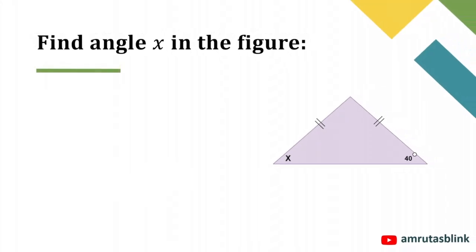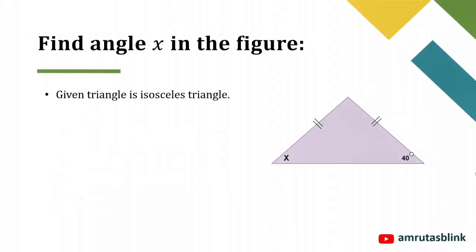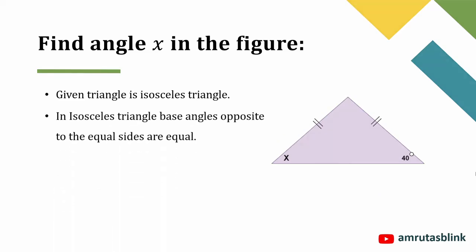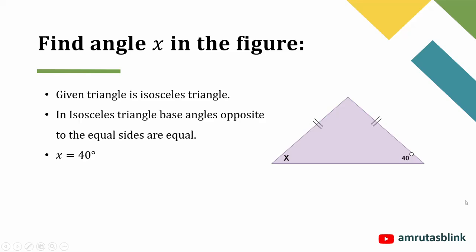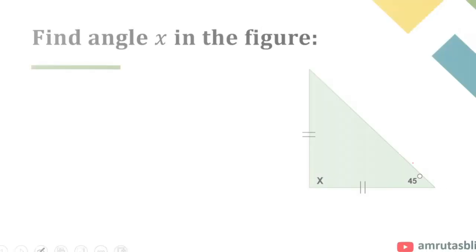Find angle X in the figure. Now, as two sides are equal, the given triangle is an isosceles triangle. Hence, we are aware that in an isosceles triangle, base angles opposite to the equal sides are equal, and hence X is equal to 40 degree.